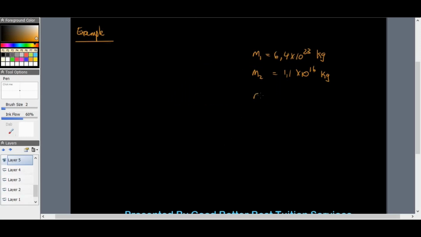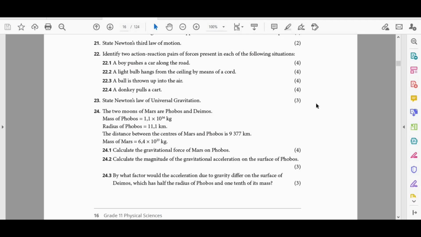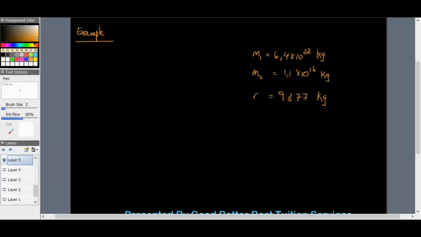They say that R in this case was 9,377 kilometers. What is R again? R is the distance between their centers. They told me that. They were so kind to give it to me. Alright? What else do I need for the question?